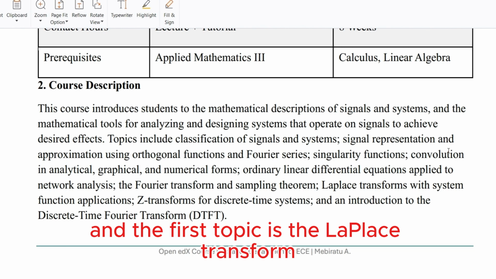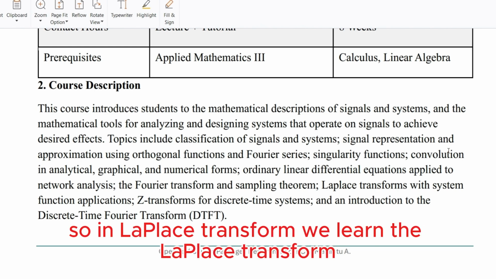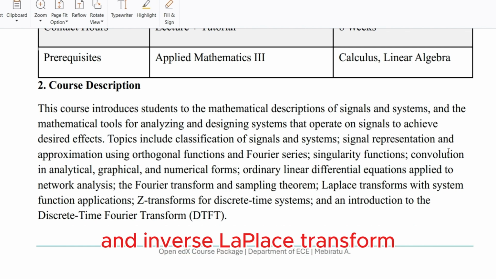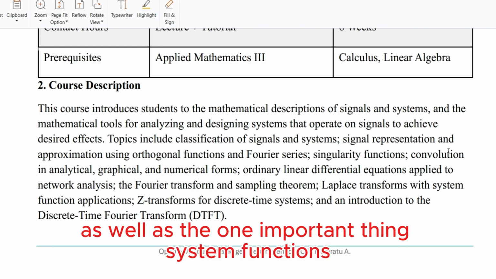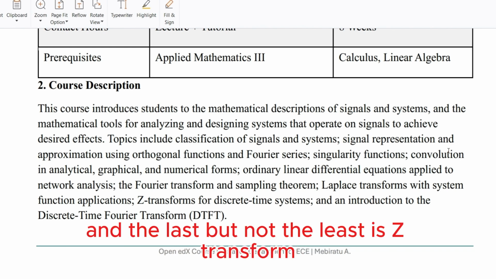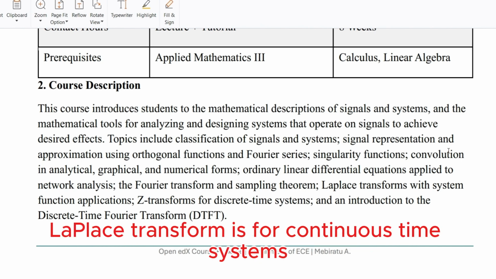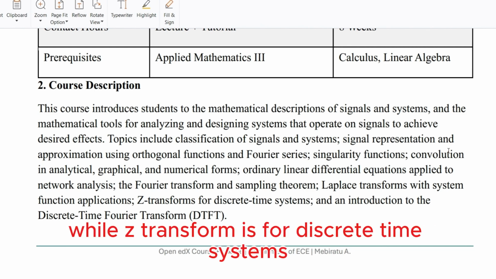And the fifth topic is the Laplace transform, which is very important in signals and systems analysis. In Laplace transform, we learn the Laplace transform and inverse Laplace transform, as well as one important thing, system functions. And last but not least is the Z transform, which is the discrete time counterpart of the Laplace transform. Laplace transform is for continuous time systems, while Z transform is for discrete time systems.